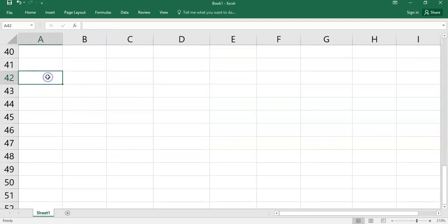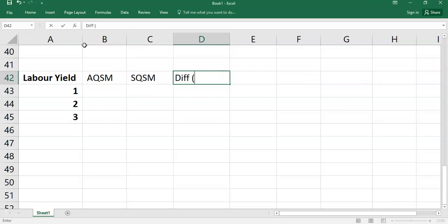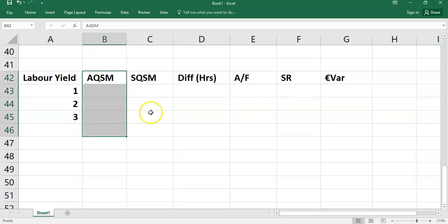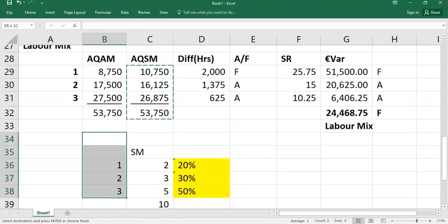So we'll set up our labour yield. You have 1, 2, and 3 as before. Across the top, you will now have AQSM. You've done this already, don't reinvent the wheel. SQSM, the difference in hours, the label, the standard rate, and the euro variance. There are a lot of similarities, and that's why I'm a big fan of telling students to use the tabular method when possible. This particular column is already in the other table. Don't reinvent the wheel. You have it here, AQSM, just bring it down.